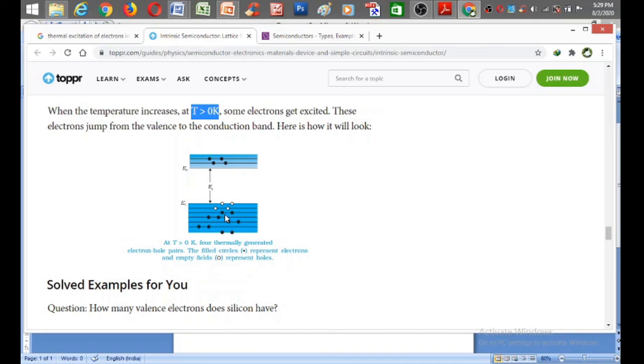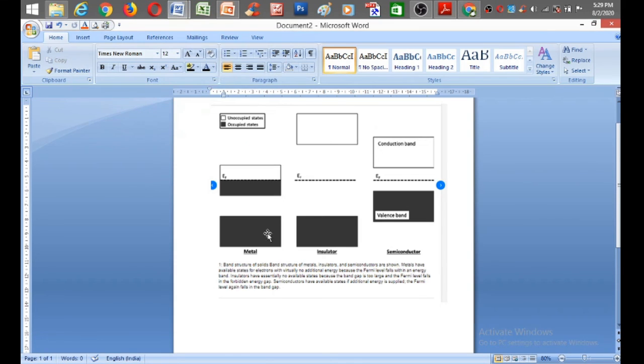So in case of a semiconductor, we have conduction due to holes in the valence band and conduction due to electrons in the conduction band under the applied potential. Hope you now all understand the difference between the energy band structure of a metal, an insulator and a semiconductor.